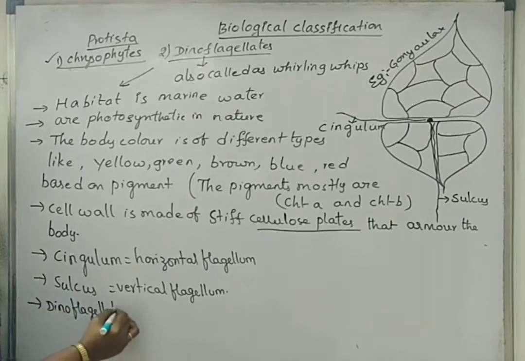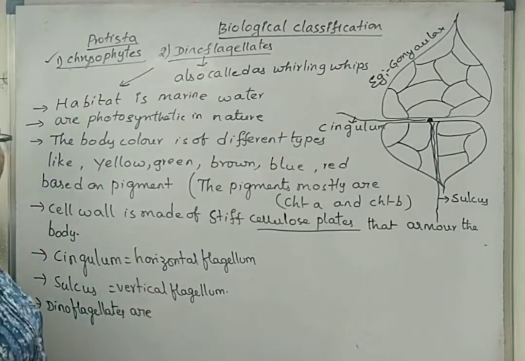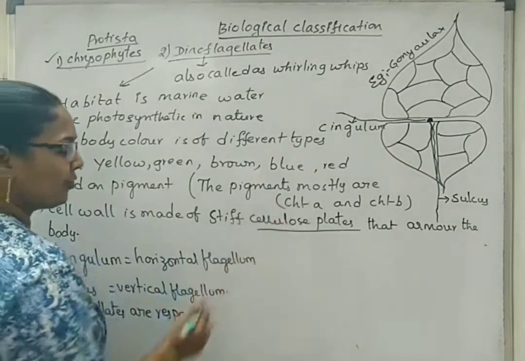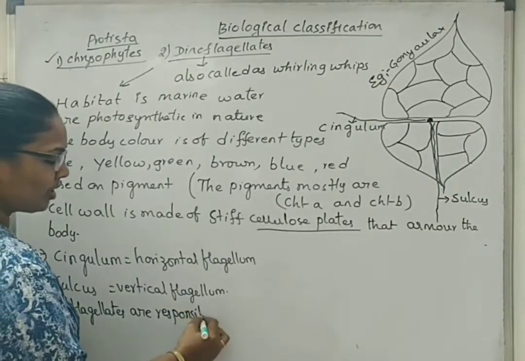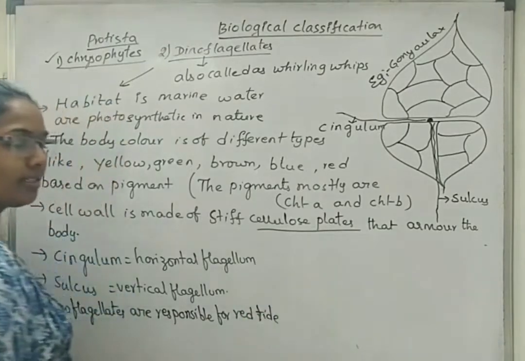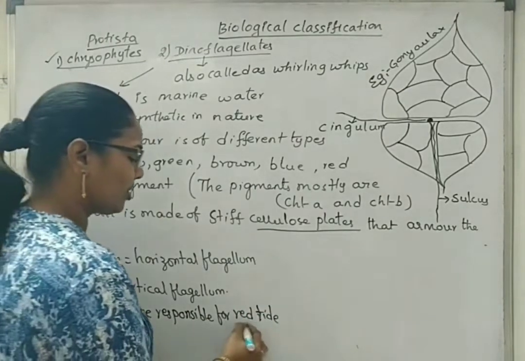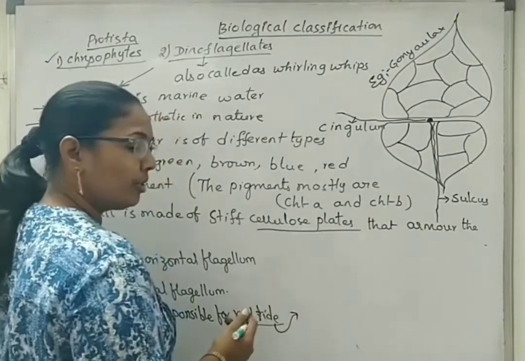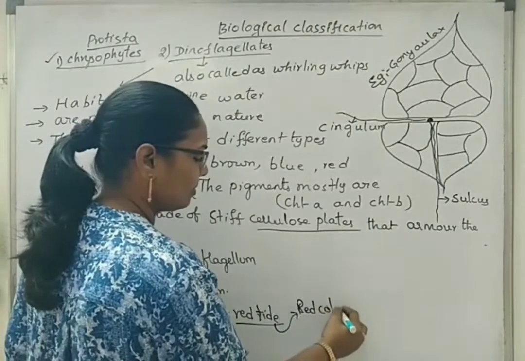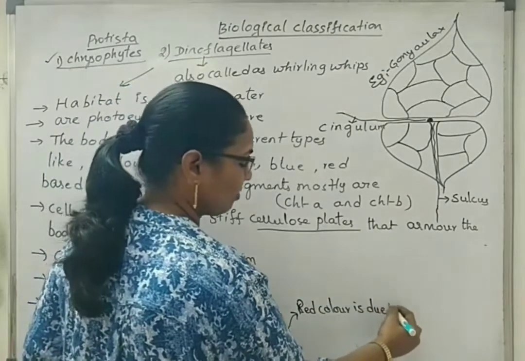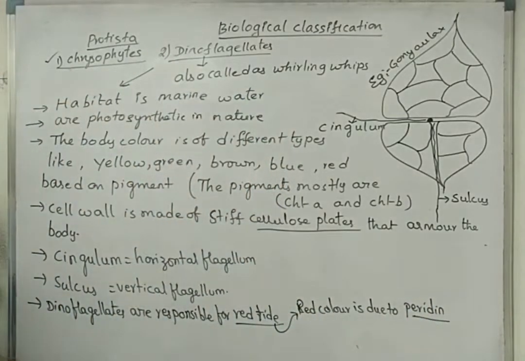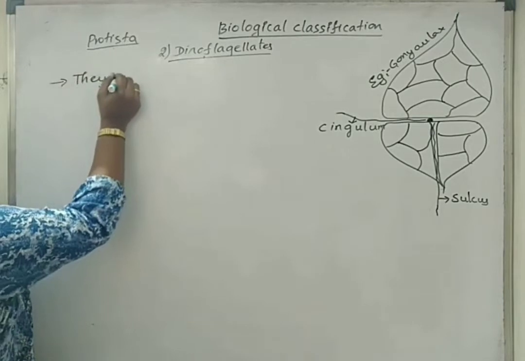Dinoflagellates are responsible for red tide because of another type of pigment other than chlorophyll A and chlorophyll B. Red tide color is different from red algae, so don't get confused. Red tide is because of Gonyaulax or dinoflagellates. The red color is due to a pyridine pigment.